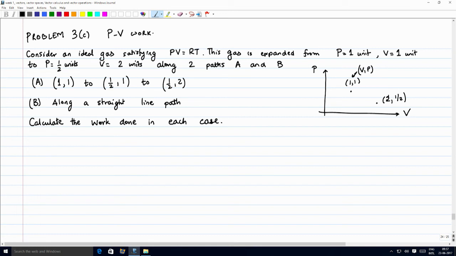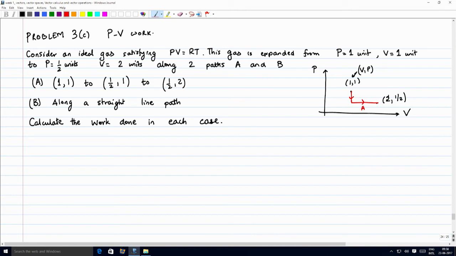Now you are considering two paths. In the first path you go from P equal to 1 to P equal to half, keeping V at 1. So, in path A, I will show it in red, you just go along this path, you reach this intermediate point, and then you go along this path and you reach here. So, this is your path A.